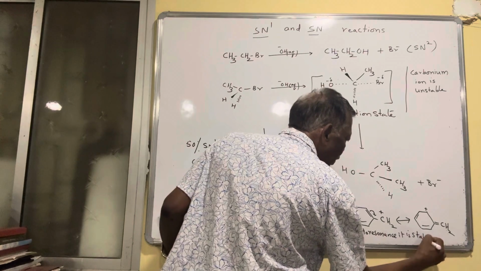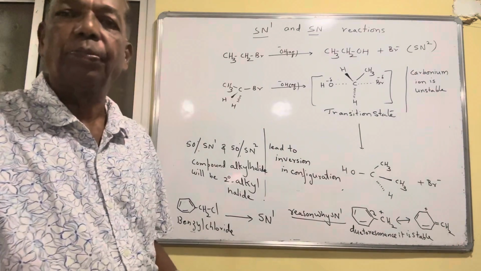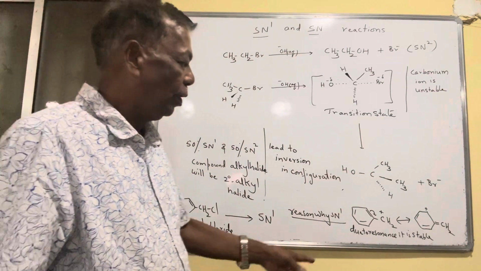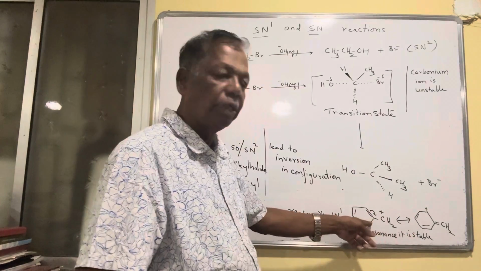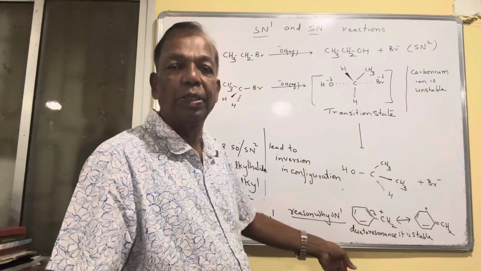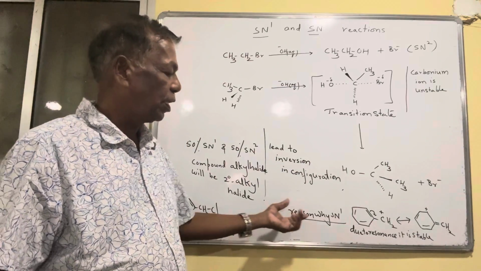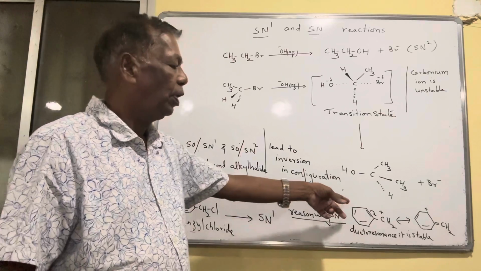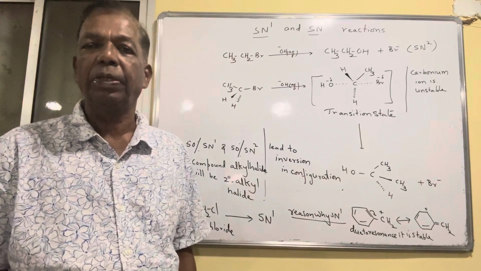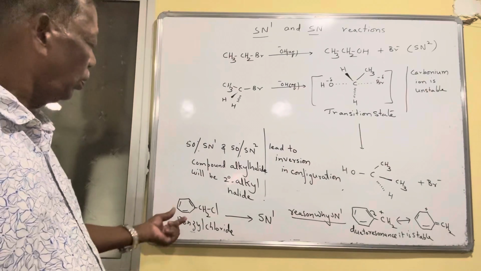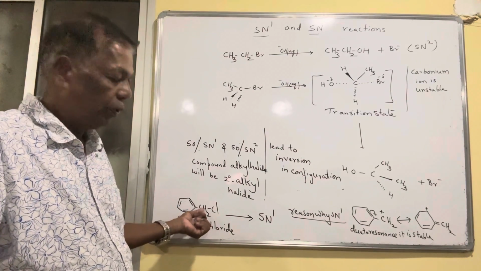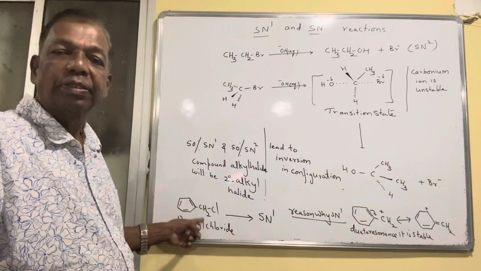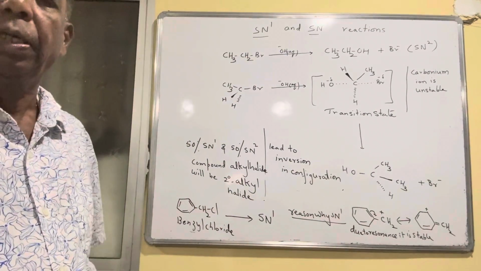As I have told you just now, if the carbonium ion is stable, then it will always undergo what? SN1. So because the carbonium ion formed here is stabilized through resonance, this will always undergo what? SN1. So remember, although this is a primary compound, it will not undergo SN2, but it will undergo what? SN1. Okay, so please remember all these points.